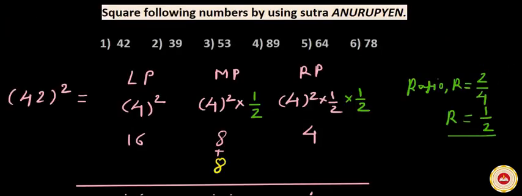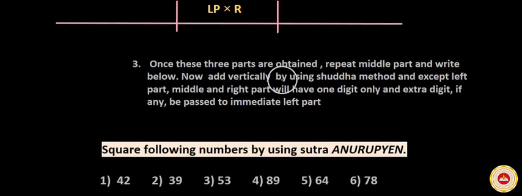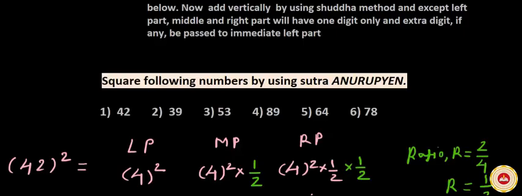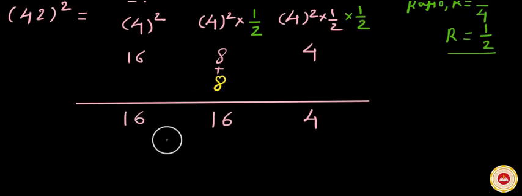So what is third step? Once these three parts are obtained, repeat middle part and write below. Now add vertically by using Shuddha method, and except left part, middle and right part will have one digit only. An extra digit, if any, be passed to immediate left part. Balancing this answer to get final answer. So passing extra digit, if any. Do we have extra digit in right part? No, because there's a single digit only, which is 4.